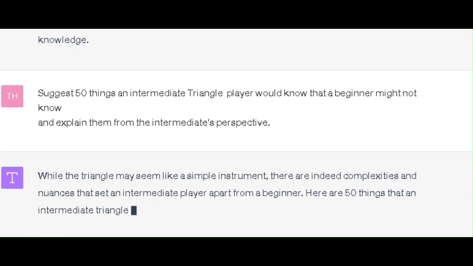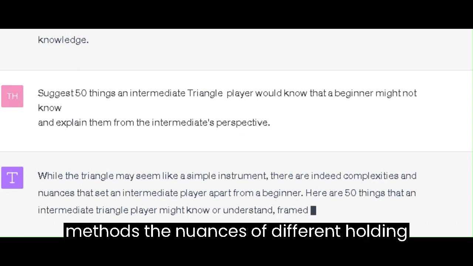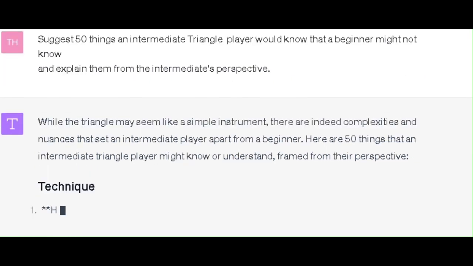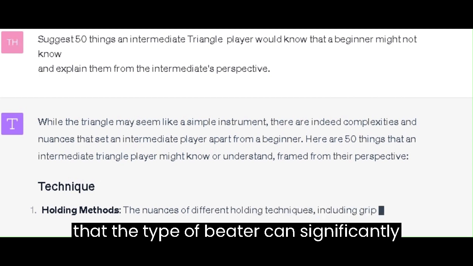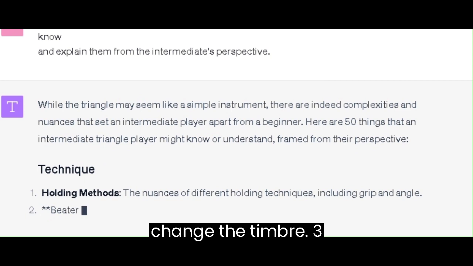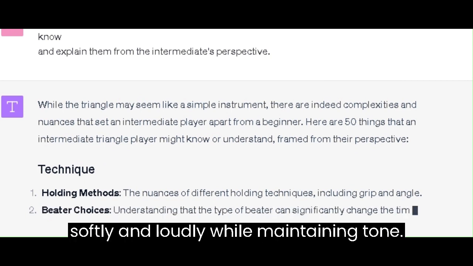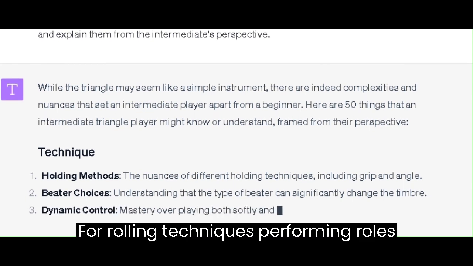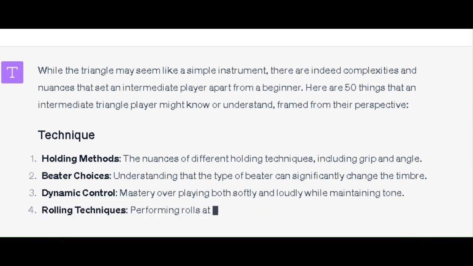Here are 50 things that an intermediate triangle player might know or understand, framed from their perspective. Technique. 1. Holding methods, the nuances of different holding techniques, including grip and angle. 2. Beater choices, understanding that the type of beater can significantly change the timbre. 3. Dynamic control, mastery over playing both softly and loudly while maintaining tone. 4. Rolling techniques, performing rolls at different speeds for various textures.